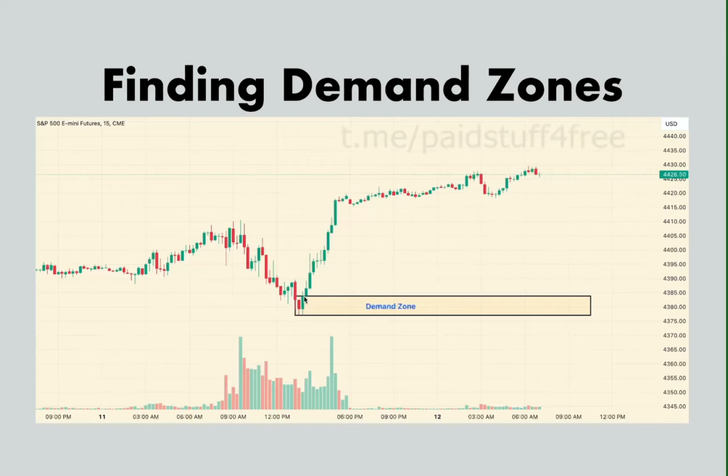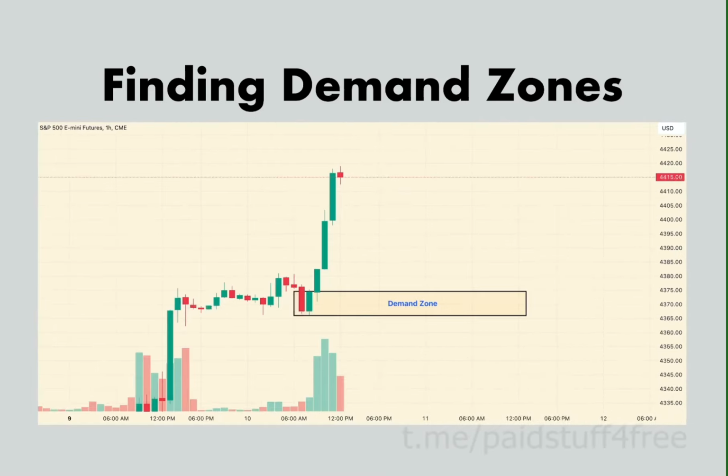So as you see the demand zone, same thing. We're going to take those two candles right before the move started. We're going to get the wicks on the bottom to encompass the whole range of the zone, and then the candle body on the top.